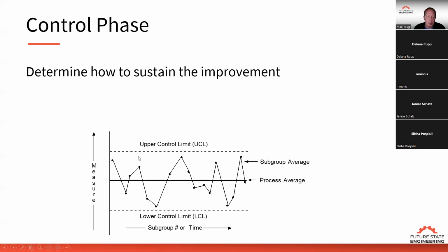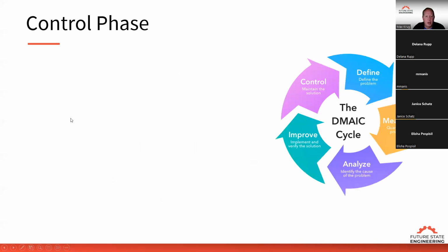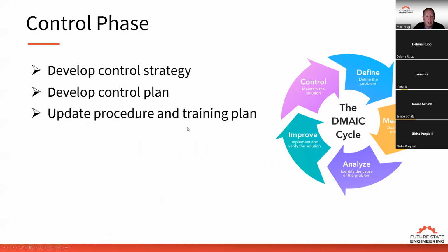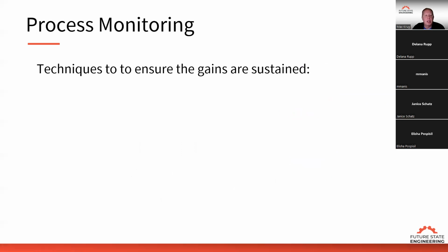So what we want to do is make sure that the process stays within our control limits, and those control limits are within our specification limits for the customer. So what are the tools we need to do that? In the control phase, we want to develop that control strategy, develop our control plan, update our procedures and our training plan, monitor the results. And if we're not sustaining, then put in corrective action, go back to the improve step, and then control again.